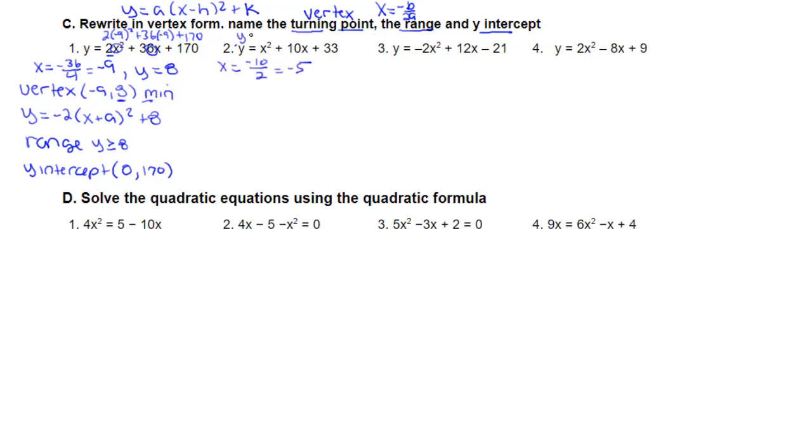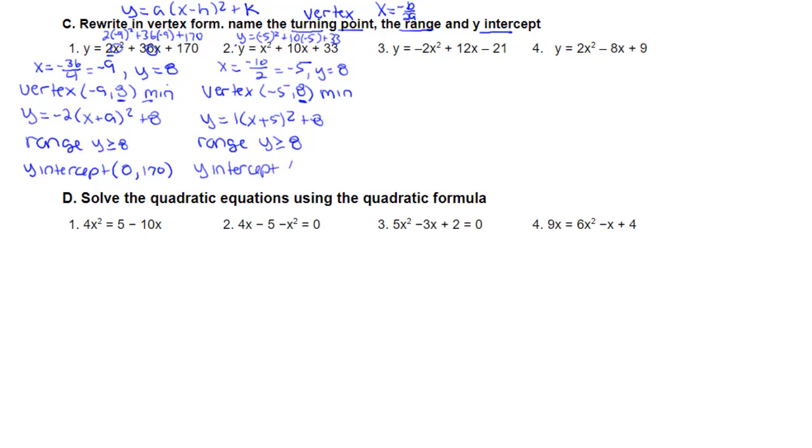All right, so we'll do the same thing for number 2. -b over 2a is going to give us an x of -5. The y is going to be 8 when we plug it back in. So now we know our vertex, which is going to be a minimum. We can go ahead and write this in vertex form. We know the range. There's going to be y is greater than or equal to 8 because 8's the smallest y possible. And then we find the y-intercept.